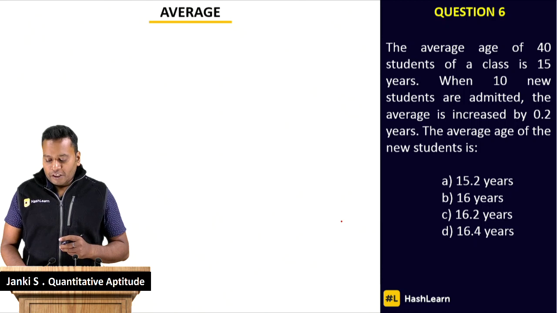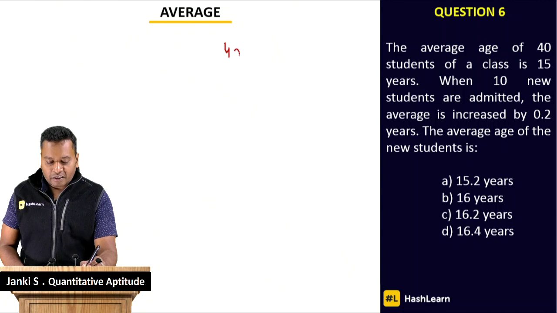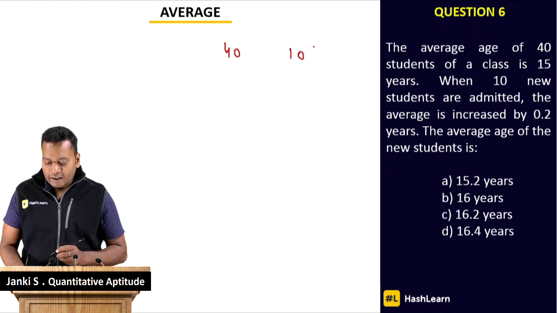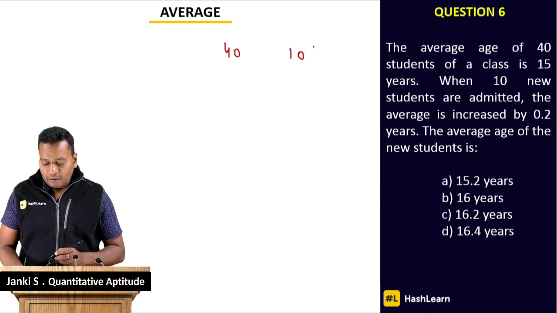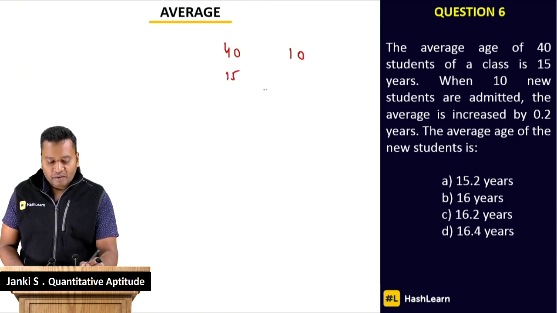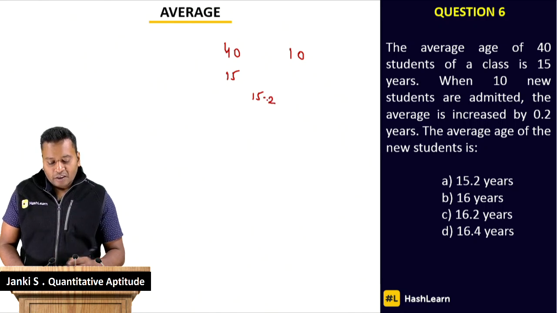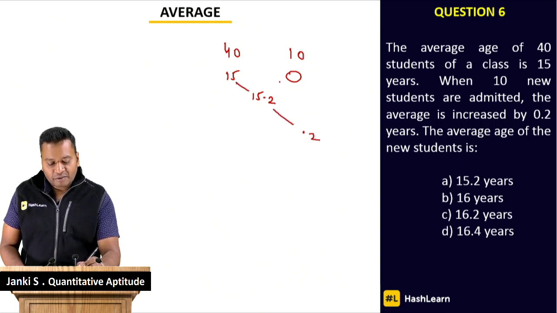The average age of 40 students in the class is 15 years, when 10 new students are added. The average increased by 0.2, right? So now the average age of 40 students in the class is 15 years. So these are 15 and the new average is 15.2, right? I want a value here so that I can work on it, right? So my difference here is nothing but 0.2. That's a condition given, and I want a difference here so that they should be in the ratio of 4:1.